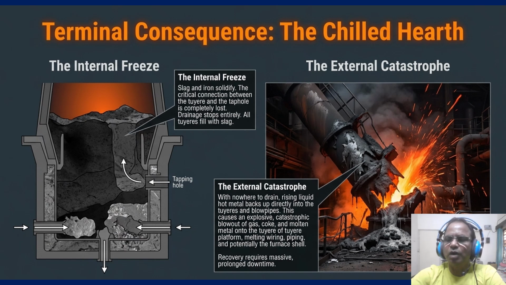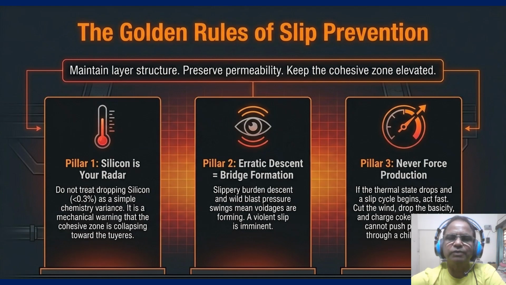So coming to one of the most important slides, the golden rules of slip prevention. So we conclude with the three pillars that keep our furnaces upright and our hearths hot. Pillar one: silicon is your radar. Never treat dropping silicon as a simple chemistry variance. It's a mechanical warning that your cohesive zone is collapsing toward the tuyere.